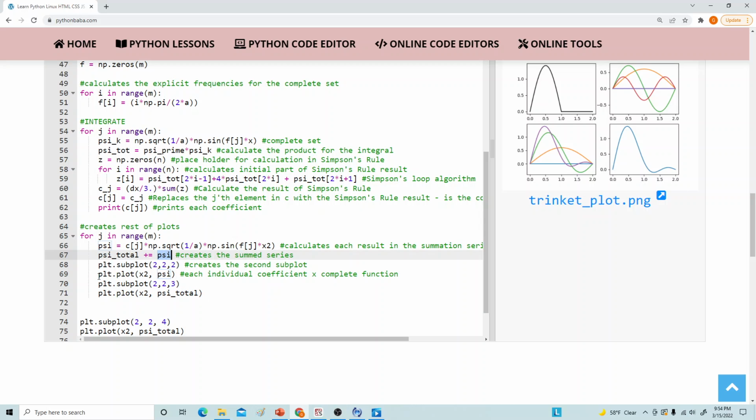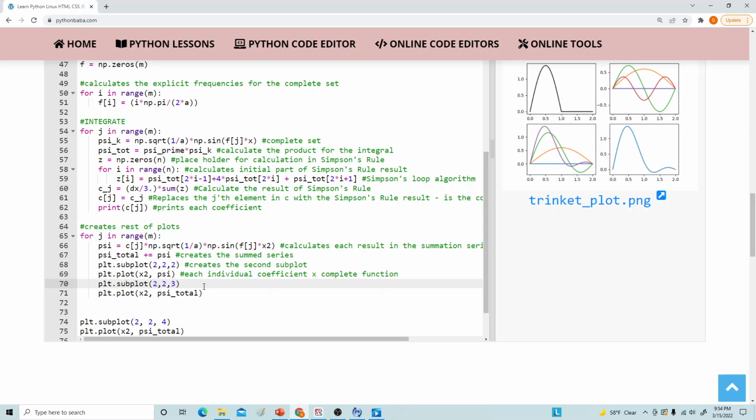Okay, so then we make these subplot commands. And so this plots each individual coefficient times the complete function. So this actually gives us these waves. And these represent the strengths of each of these complete set functions that appear in our result. So you can see that the second function actually seems to be a little bit stronger than the first function. And we'll actually see how that works here in just a minute.